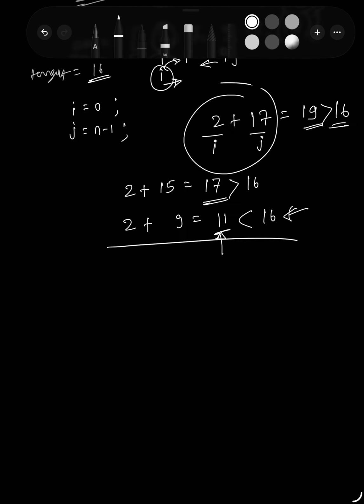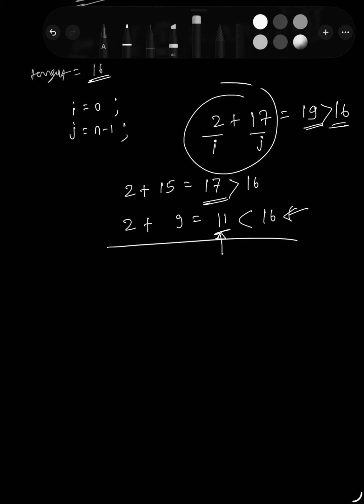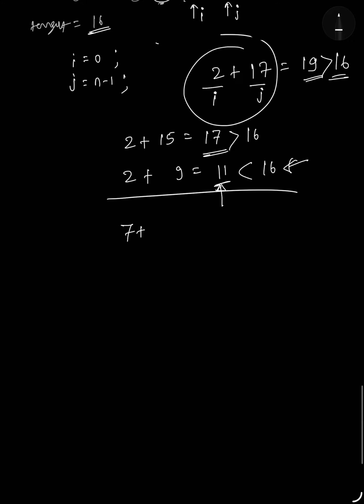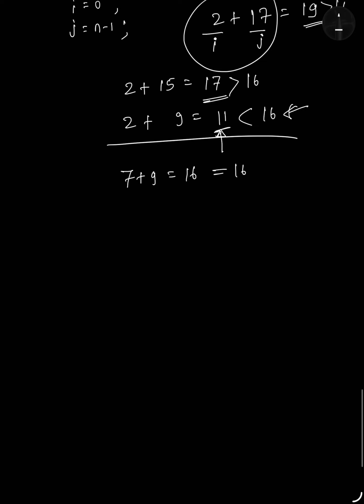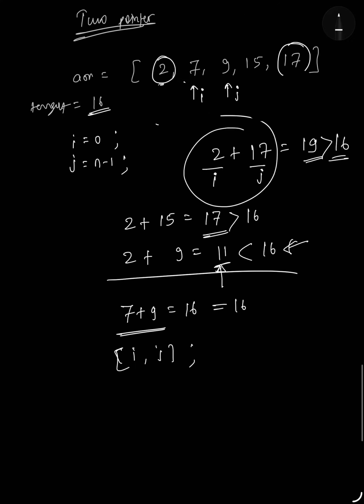Let me do a little bit of cleanup here so that we can see the final state of our i and j. My i position is now here and the j position is now here. Then we will again perform a check. 7 plus 9 is 16, and this is definitely equal to 16. So this is our final answer, and our answer will be i and j. These are the final indexes which give me the target.